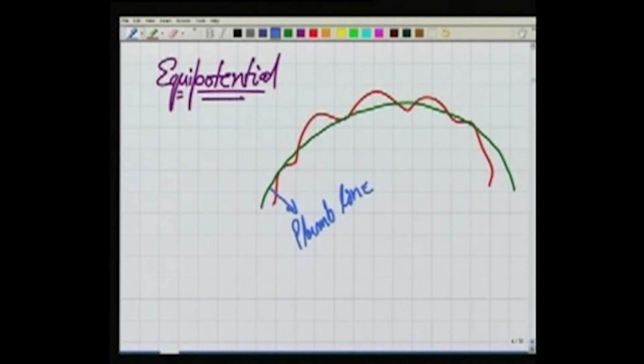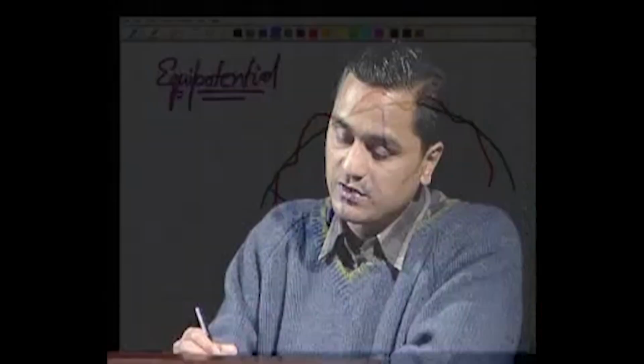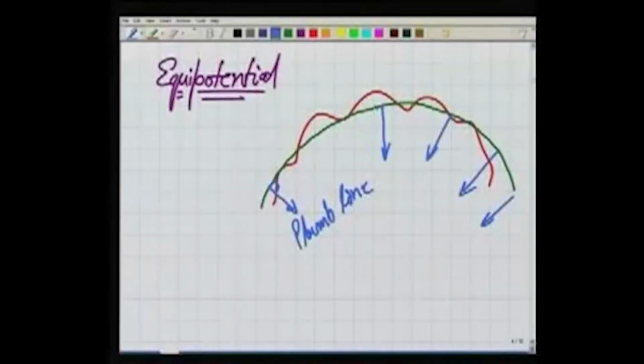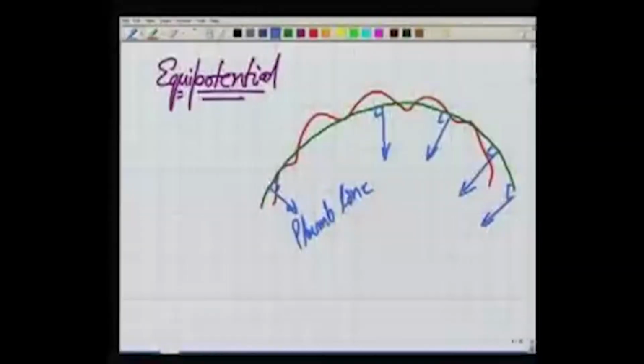If I suspend a plumb bob at this point, it will get suspended in this direction. Similarly here, it will get suspended in this direction, and in this direction. So these are the directions of the plumb bob, or we say these are the directions of gravity at that point. Now everywhere this direction is perpendicular to a surface, and this surface we call an equipotential surface, that the gravity potential everywhere along this surface is the same.